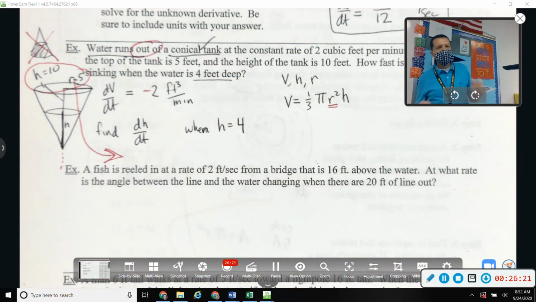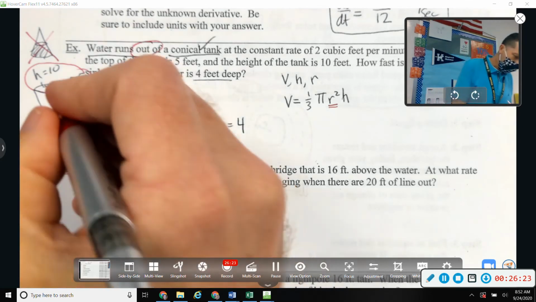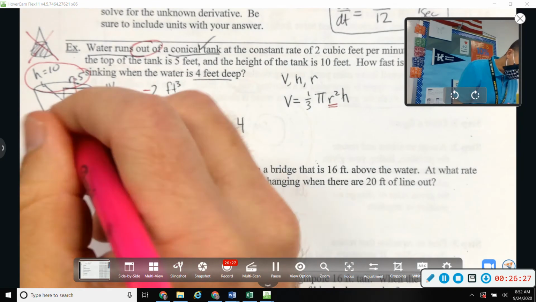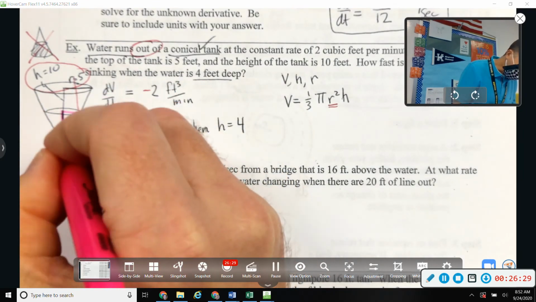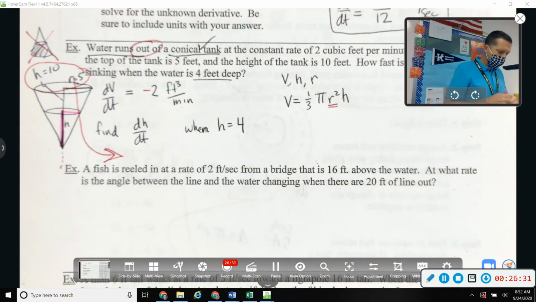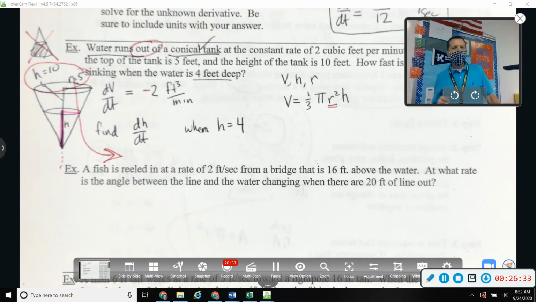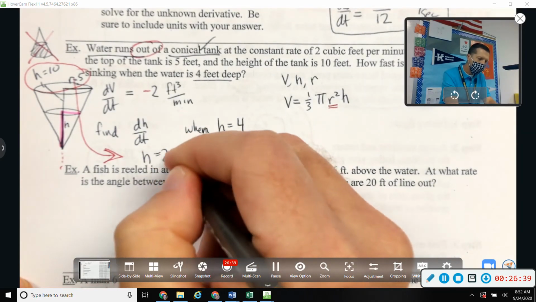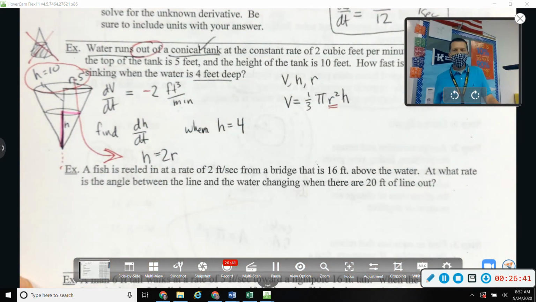How are h and r related to each other? Whether they're at the top or whether the tank is halfway empty. How are h and r related to each other? H is double the radius. It's a good way to say it. Could also say r is half the height. Same thing. H is double the radius.